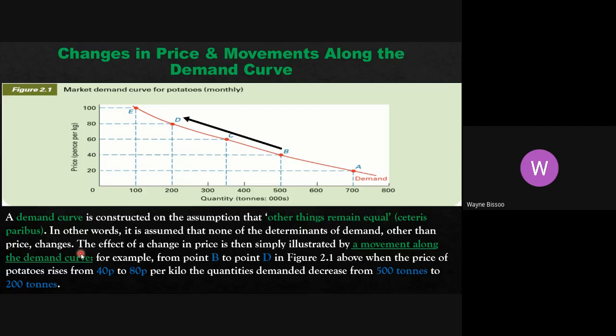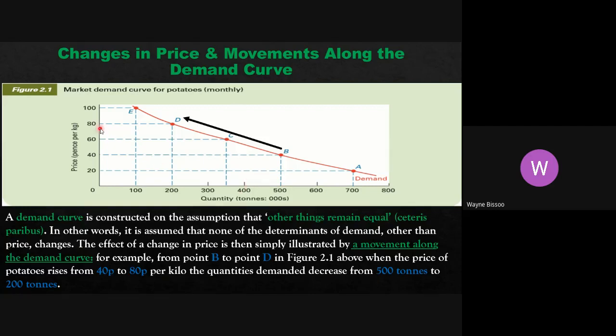For example, from point B to point D in figure 2.1 here, we're looking at where prices rise from 40 pence to 80 pence. So from 40 pence to 80 pence here, we're looking at the movement along the curve from point B to D per kilo. And the quantities demanded decrease from 500 down to 200.